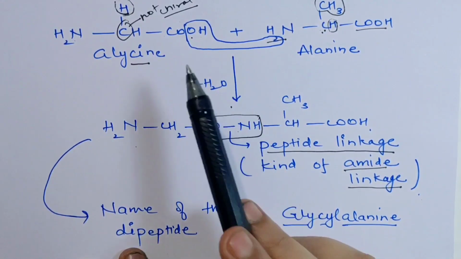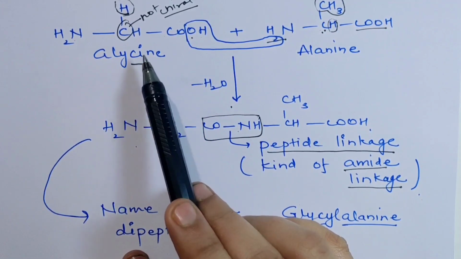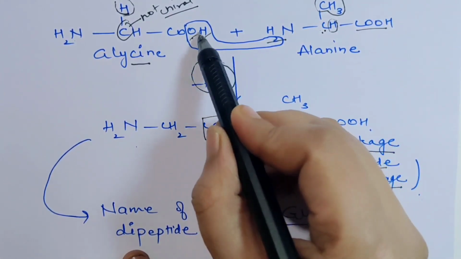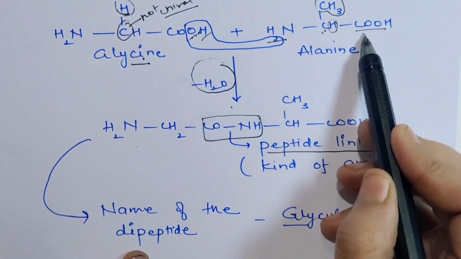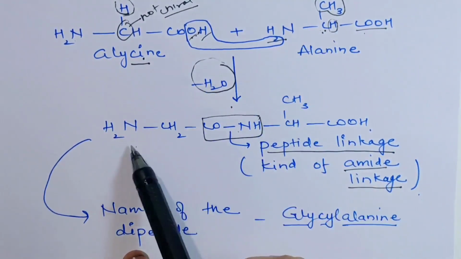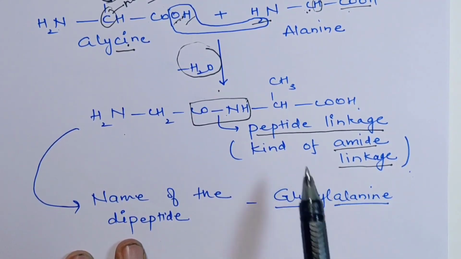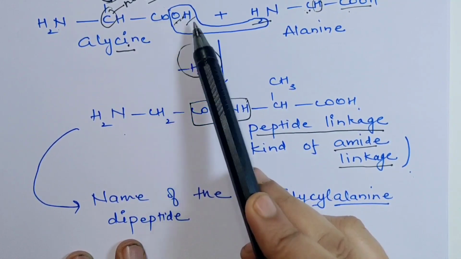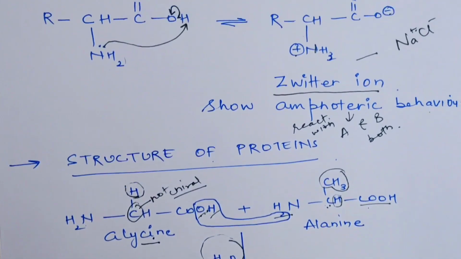Now, how would we name this dipeptide? The amino acid which is donating 2 atoms to the water molecule will be given priority. It would be named first. Then the amino acid which is donating only 1 hydrogen. So here we would name this dipeptide as glycylalanine, because the glycine is donating 2 atoms. This is how you remember. This is not the logic, but this is how you remember. So this is glycylalanine.